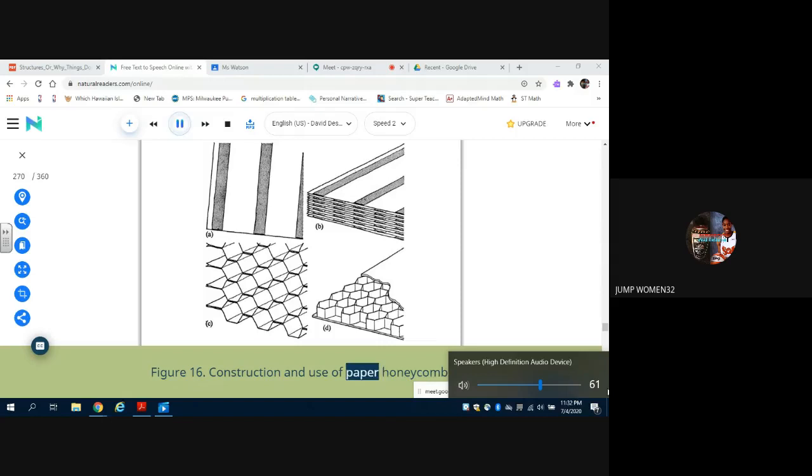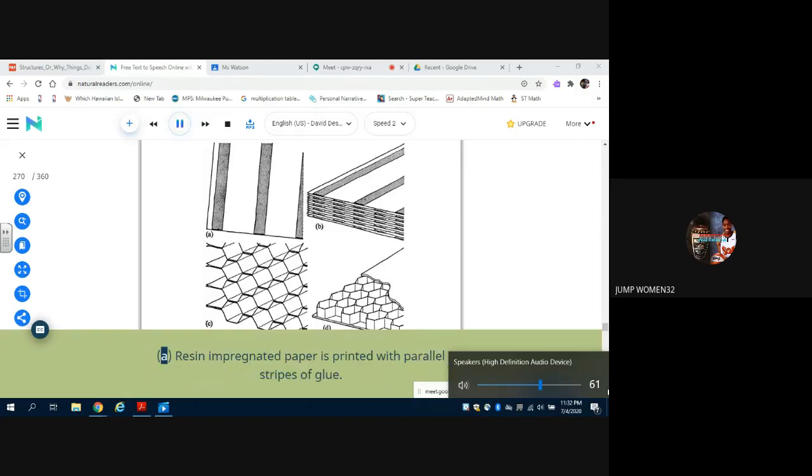Figure 16. Construction and use of paper honeycomb. A. Resin impregnated paper is printed with parallel stripes of glue. B. Many sheets are glued together into a thick block with glue stripes staggered. C. When the glue is set, the block of material is expanded into a honeycomb. After this, the resin is hardened. D. Slabs of honeycomb are glued between sheets of ply, plastic or metal to form a structural sandwich.